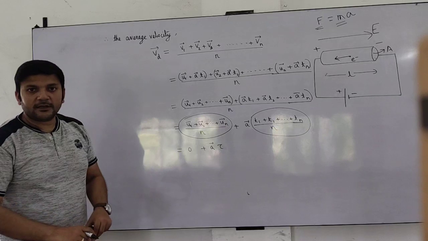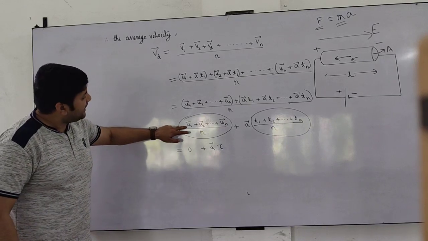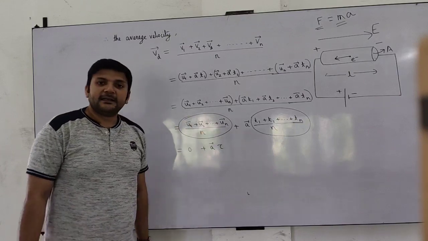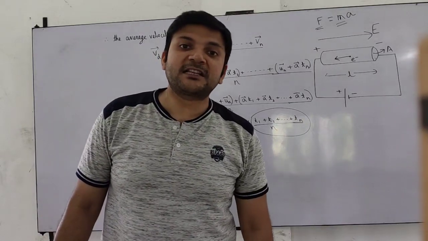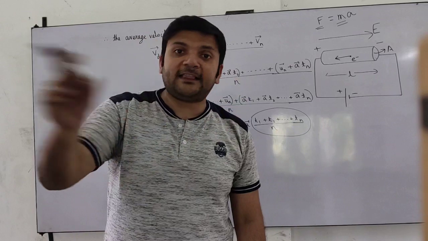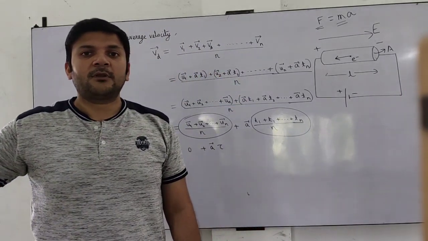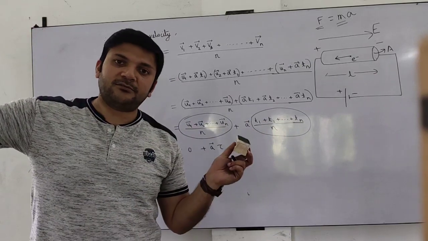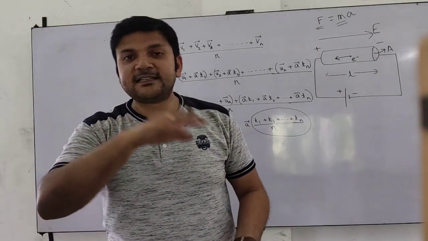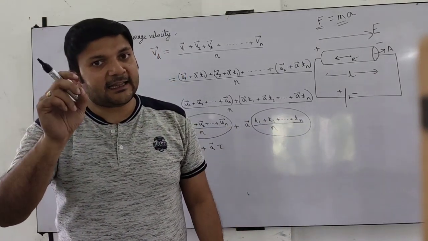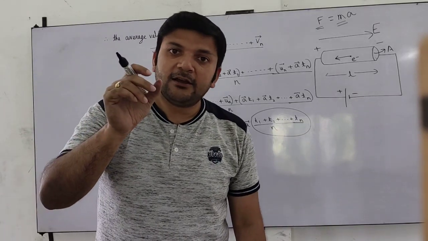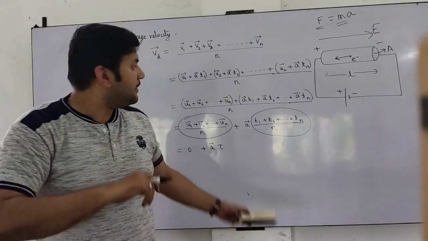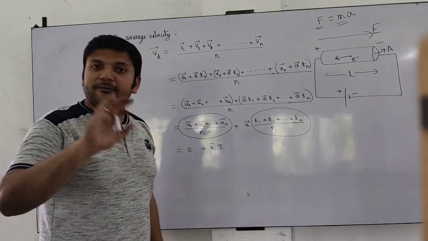Why is it here? Because these are u1, u2, un. These are all random velocities. That means there is no definite direction. It may be any direction. No definite direction means their resultant will also not have a definite direction.